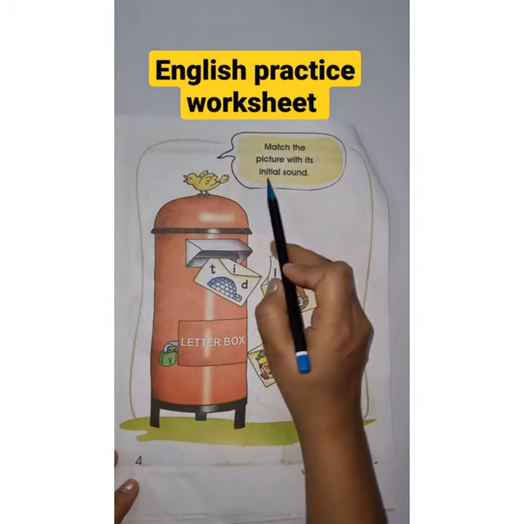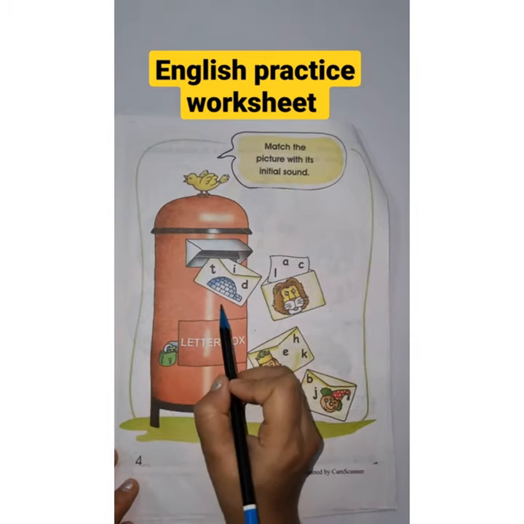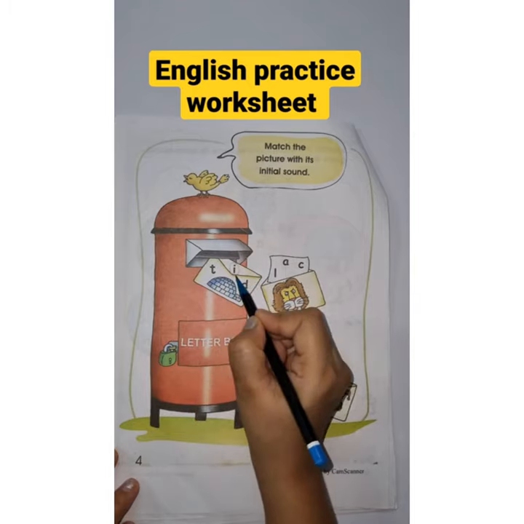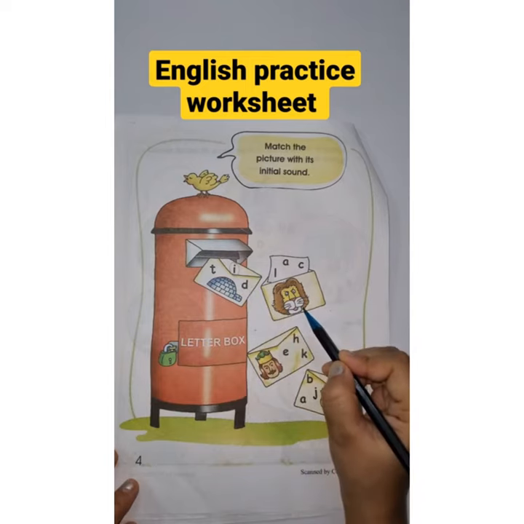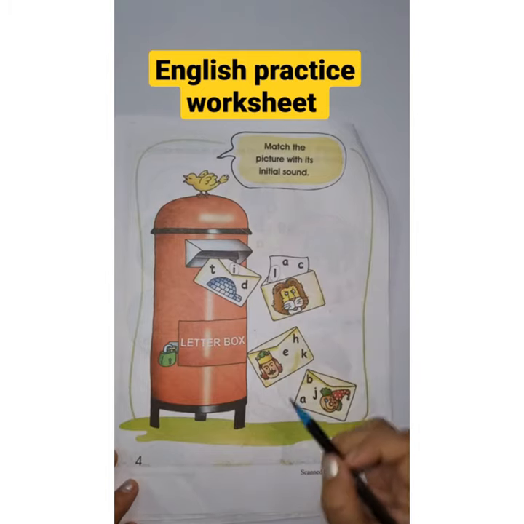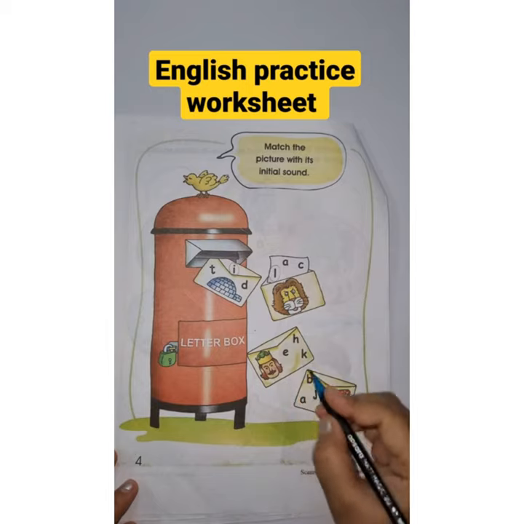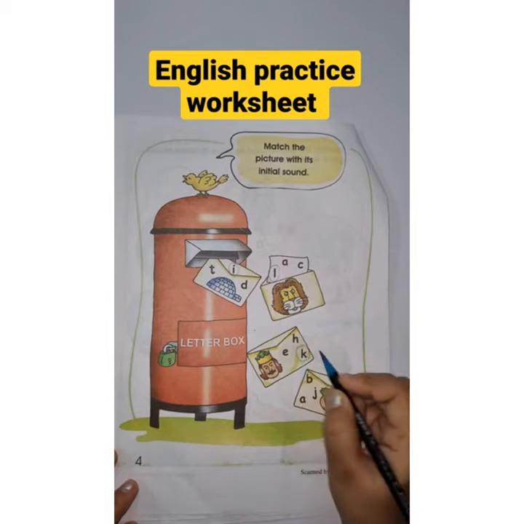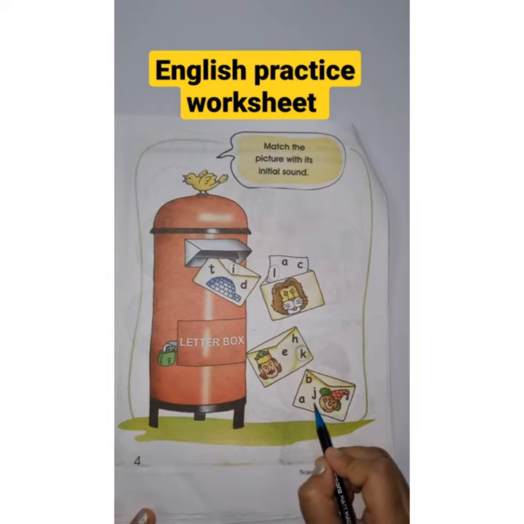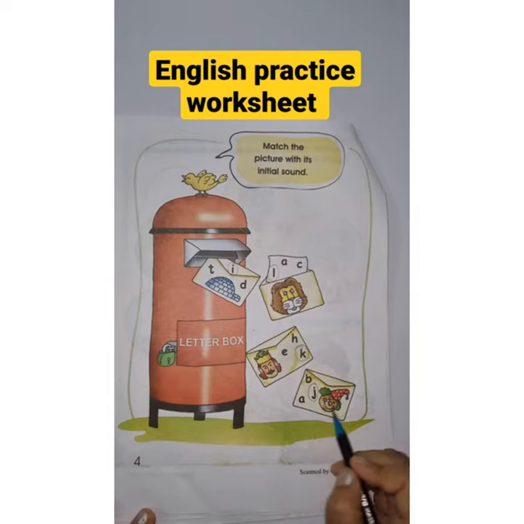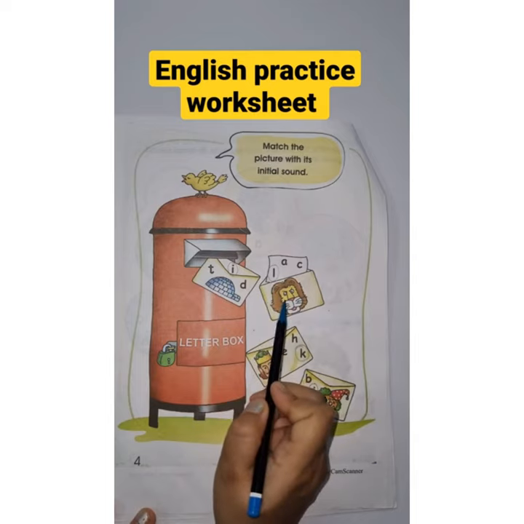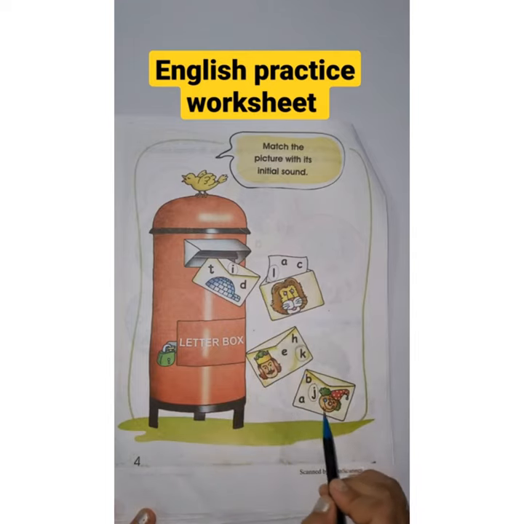Match the pictures with its initial sound. In this picture you can see igloo. Igloo starts with the letter I. The sound of I is i. Igloo. Next is lion. Lion starts with the letter L. The sound of L is l. Next is king. King starts with the letter K. The sound of K is k. Next is joker. Joker starts with the letter J. The sound of J is j. So here, i, igloo. L, lion. K, king. J, joker.